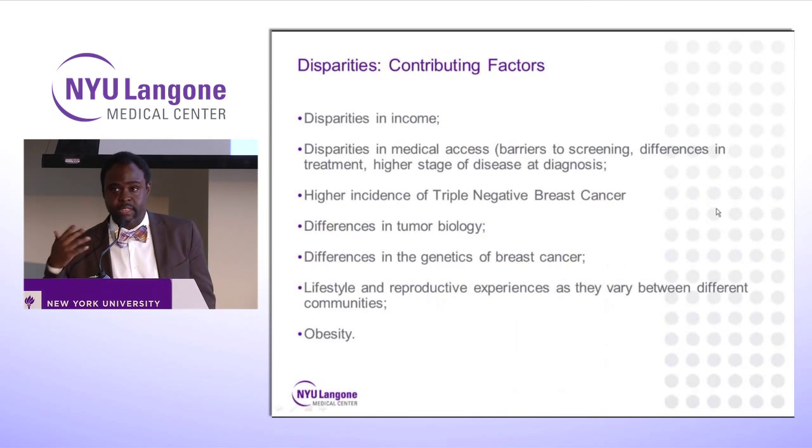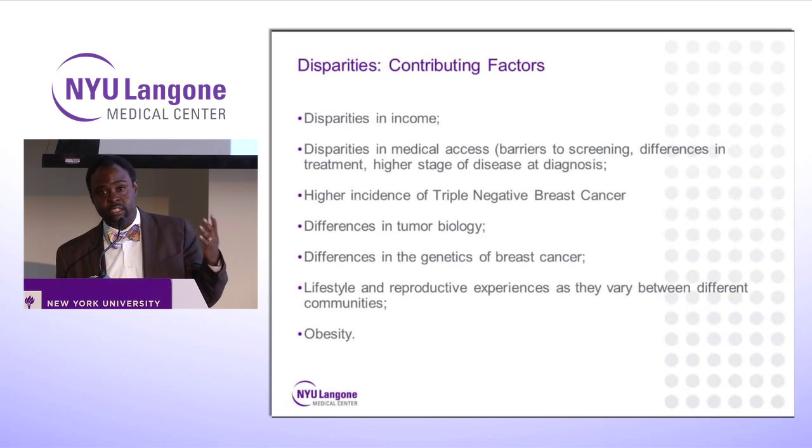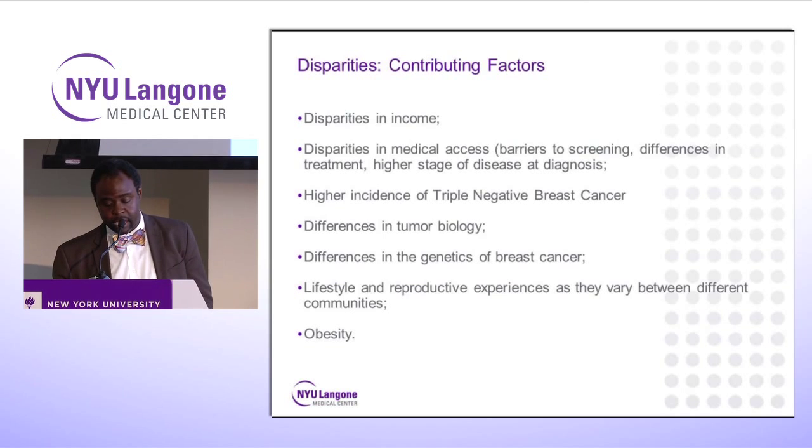So what are some of the factors that contribute to the disparities that we see? First, differential socioeconomic status. Even though large studies have shown that people with higher income are more likely to get it, it turns out that people who have lower socioeconomic status are more likely to die from it. And unfortunately, in this country, blacks tend to have lower socioeconomic status. That can often result in disparities in medical access, in terms of screening, in terms of treatment.